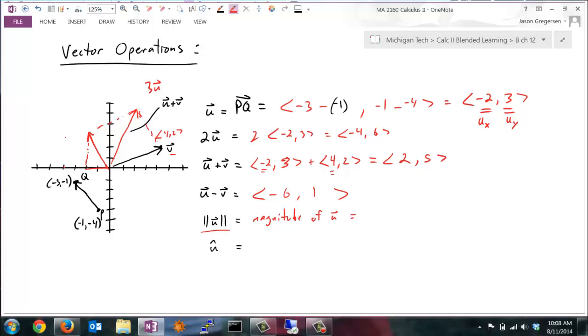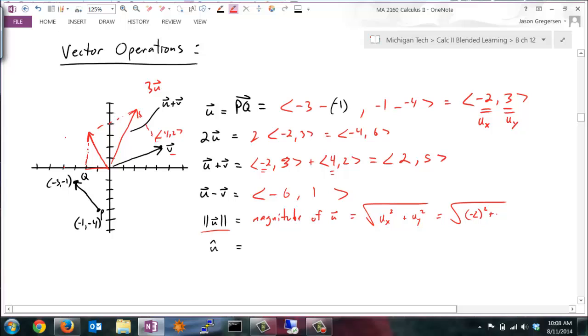So that means my length should be the square root of the x component squared plus the y component squared, just through that Pythag representation. So in this case, I have the square root of -2 squared plus 3 squared. The square root of 4 plus 9, the square root of 13. And that should tell me how long this vector is. Any questions about that?